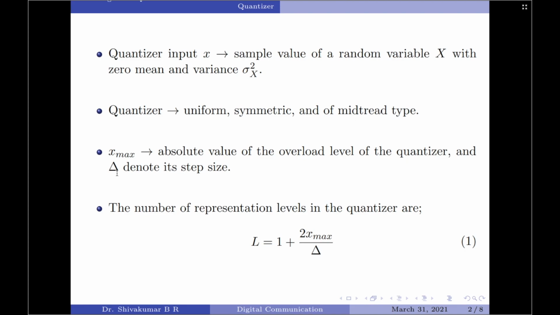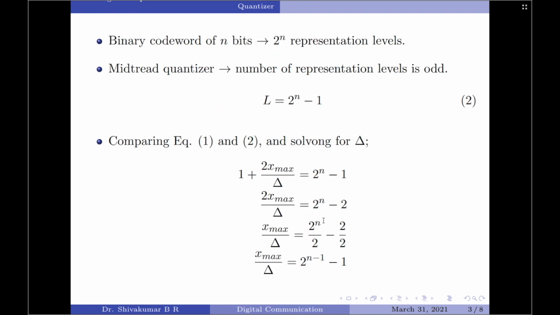We may then express the number of representation levels in the quantizer as capital L, which is the number of representation levels, equals 1 plus 2 into Xmax, which is the absolute value of the overload level of the quantizer, divided by delta, which is the step size. This is one of the ways of representing the number of representation levels in a quantizer. Moving on, we know that for a binary code word of n bits, we can have up to 2 to the power of n representation levels. Since the number of representation levels for a mid-thread quantizer is odd, we can write it as capital L equals 2 to the power of n minus 1.